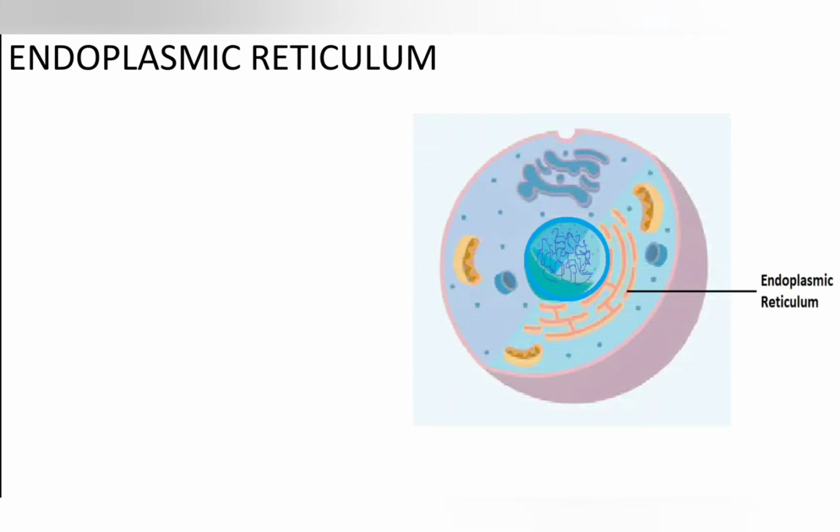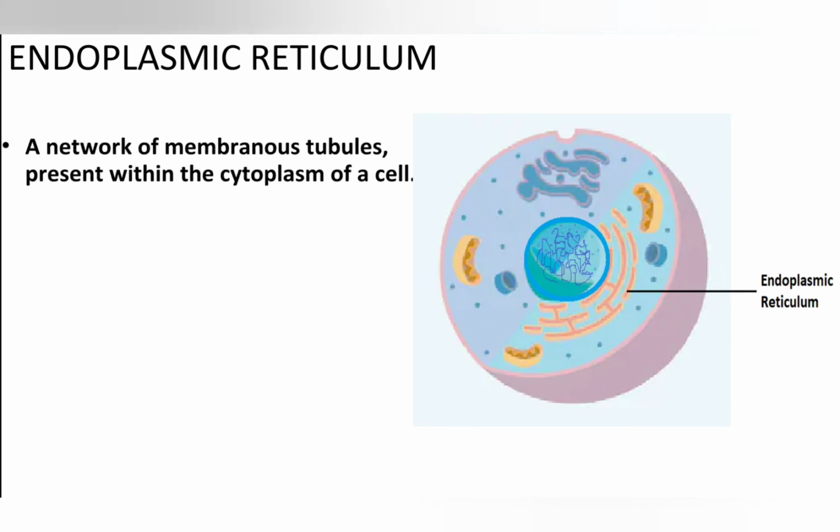Endoplasmic reticulum is present inside the cell next to the nucleus, and it is a network of membranous tubules present within the cytoplasm of the cell. Right? So ER or endoplasmic reticulum forms the organelle which is present inside the cell cytoplasm, and it appears just like tubules that are interconnected to each other. Endoplasmic reticulum forms the skeletal framework of the cell.